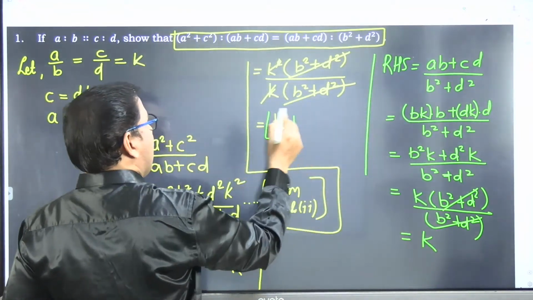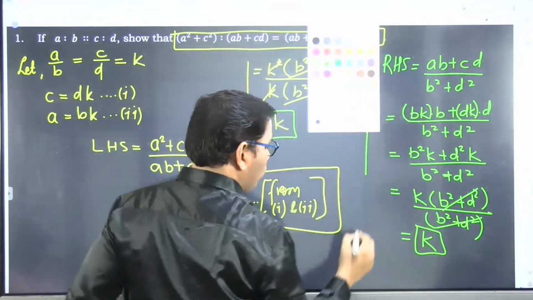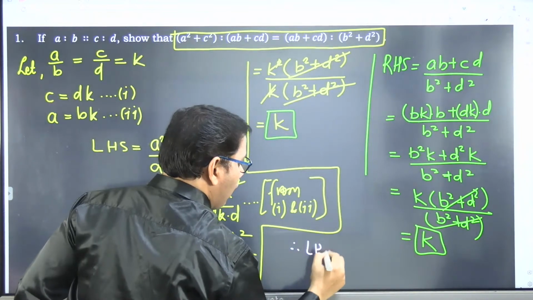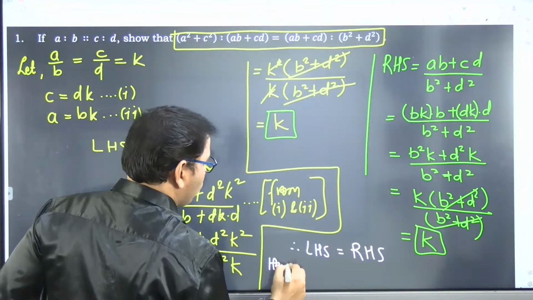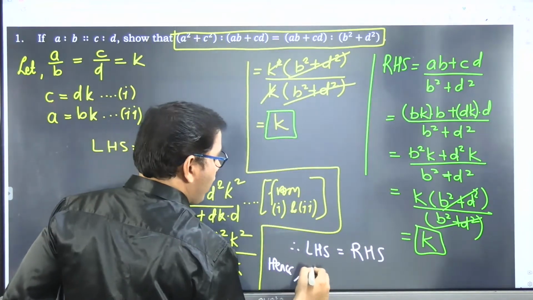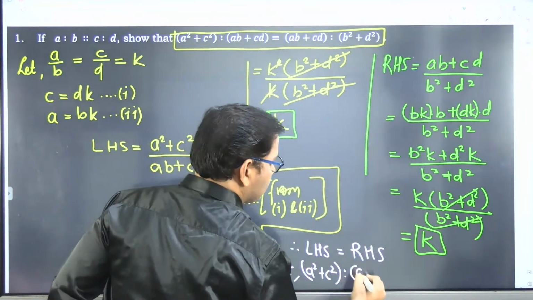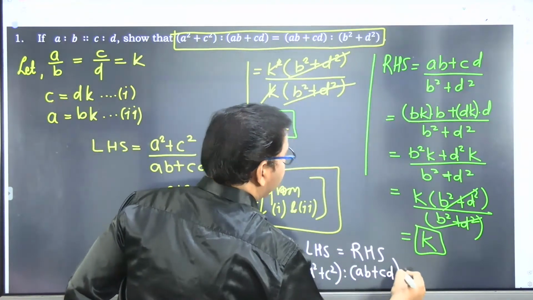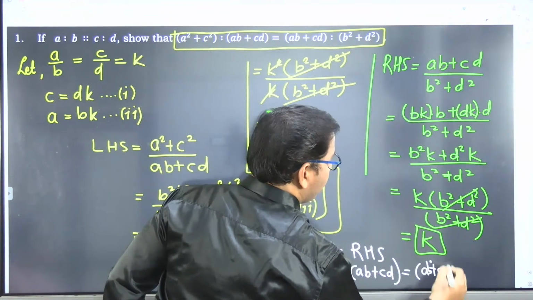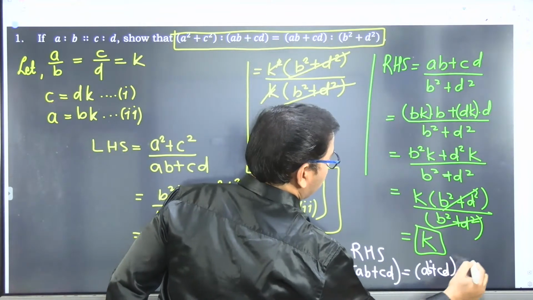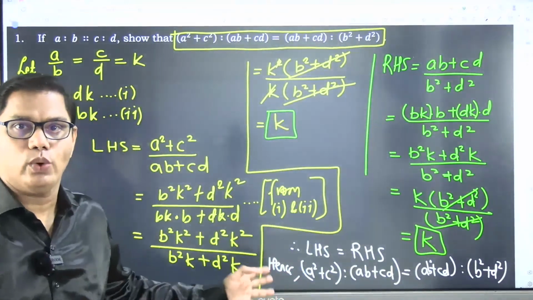Look here, your LHS was also K and RHS was also K. Now you can definitely write therefore LHS is equal to RHS. Hence what? Hence this A square plus C square is to AB plus CD is equal to AB plus CD is to B square plus D square. Okay, this is exactly what you have to prove.